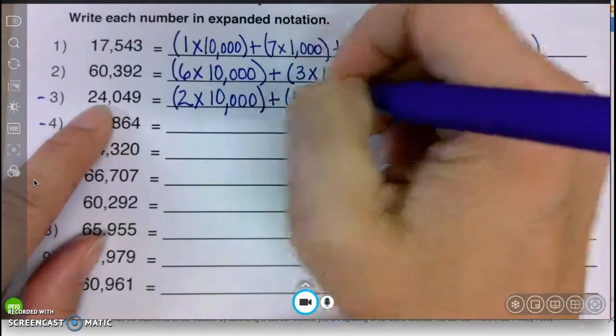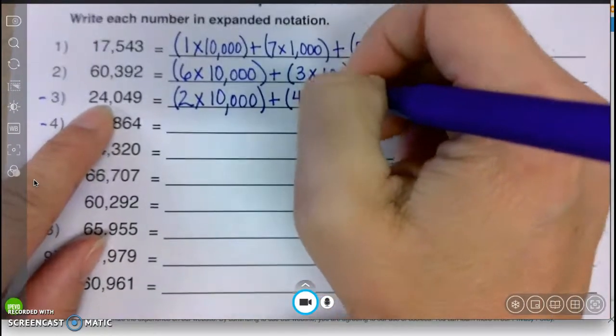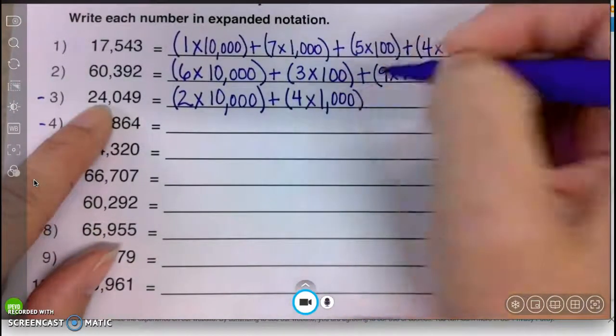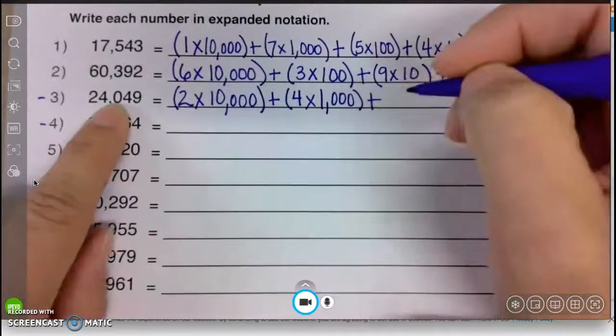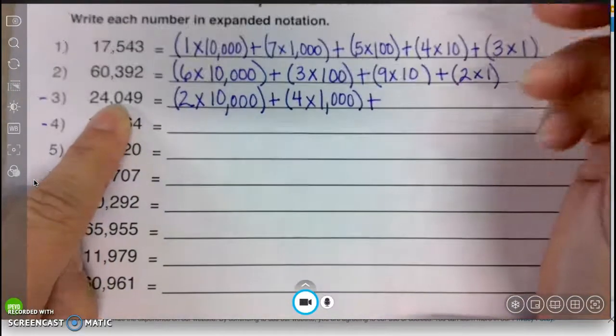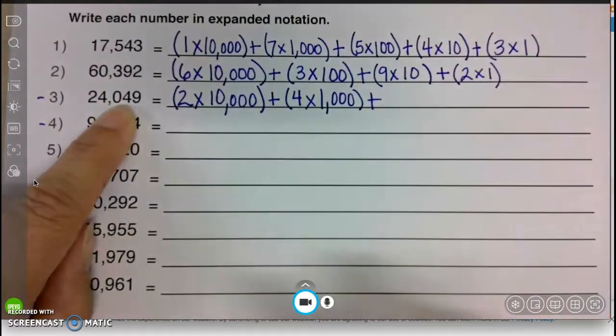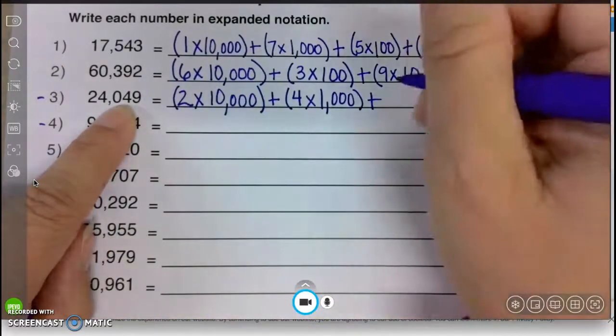Times 4 times 1,000. In the thousands place. Very good, because the 4's in the thousands place. Do I have to do anything for my 0? No, you don't. They did down here, but it's not needed.